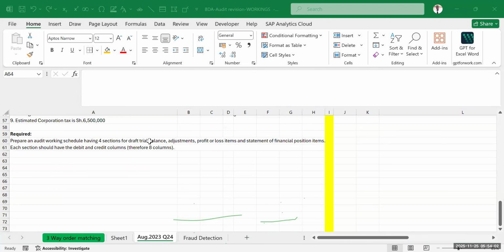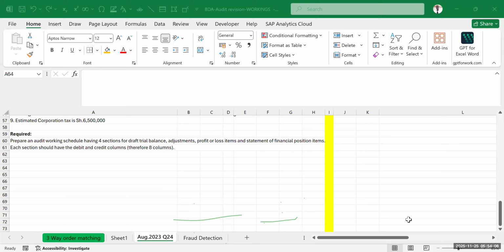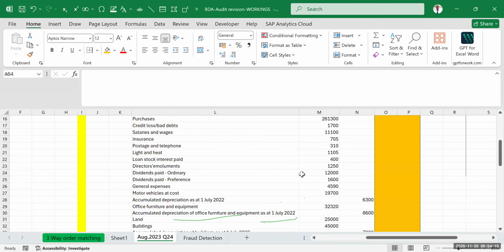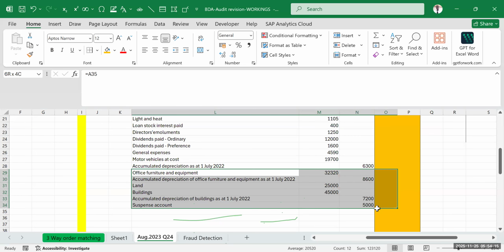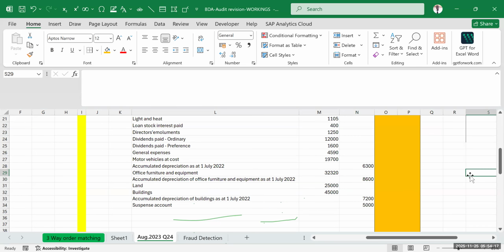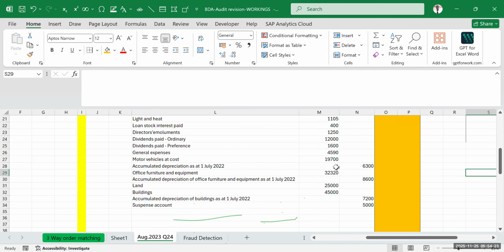Somebody, Rose Joy, wants to see my trial balance from what I have seen from furniture. So my trial balance from furniture, where is furniture? Furniture is here. This one here, Rose Joy, office furniture and equipment. I hope you've seen it.